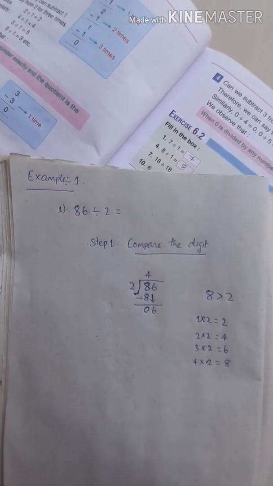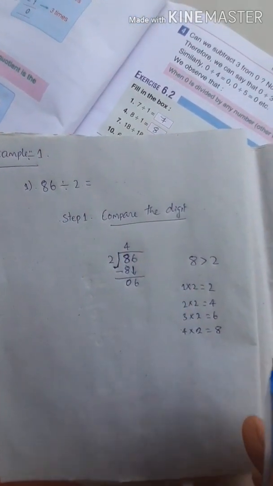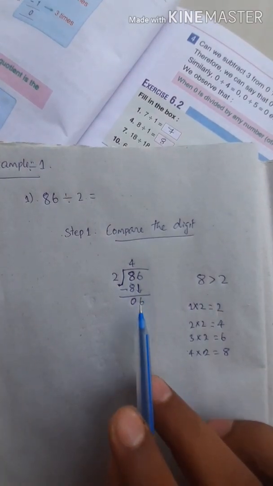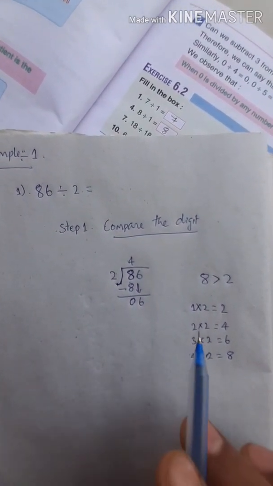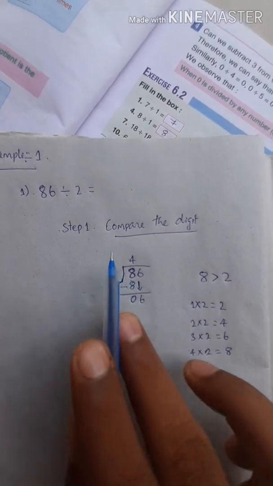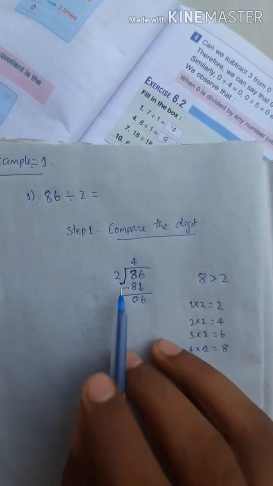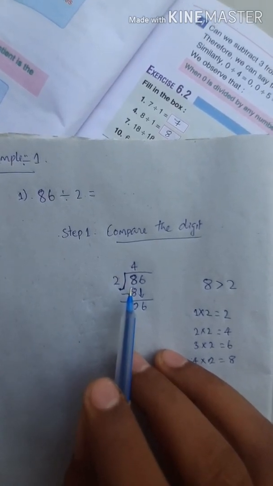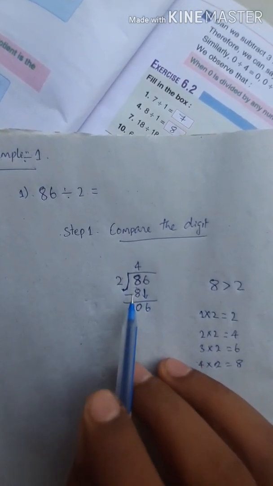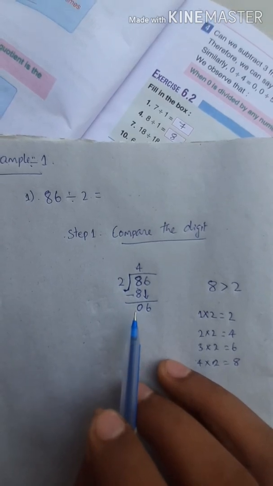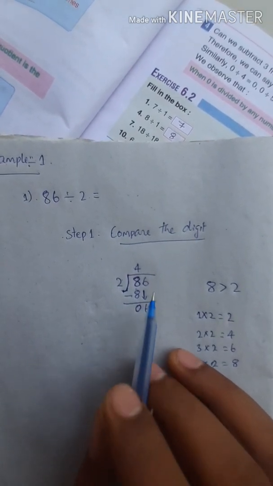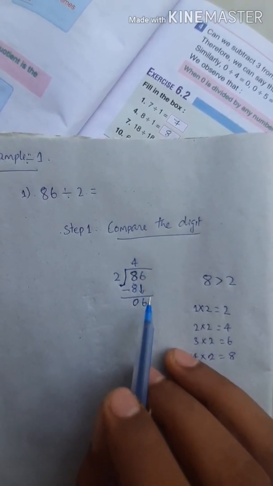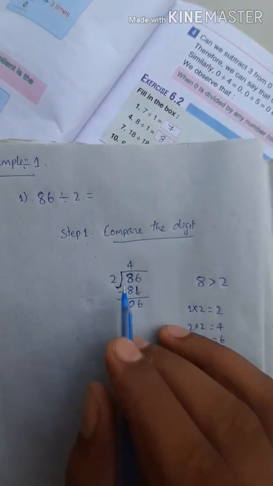After bringing down, we will repeat steps 1 to 5 again. Understood? First step is compare the digit, second is division, third is multiplication, fourth is subtraction, and fifth is, if a number is remaining, we will bring down that number. Understood? So let us check.